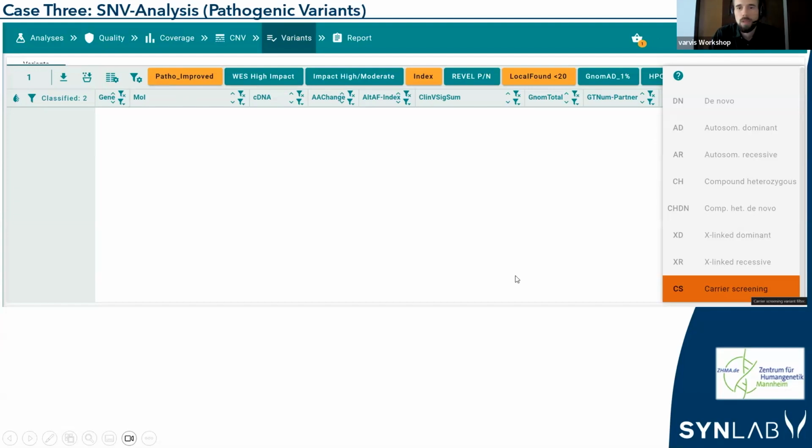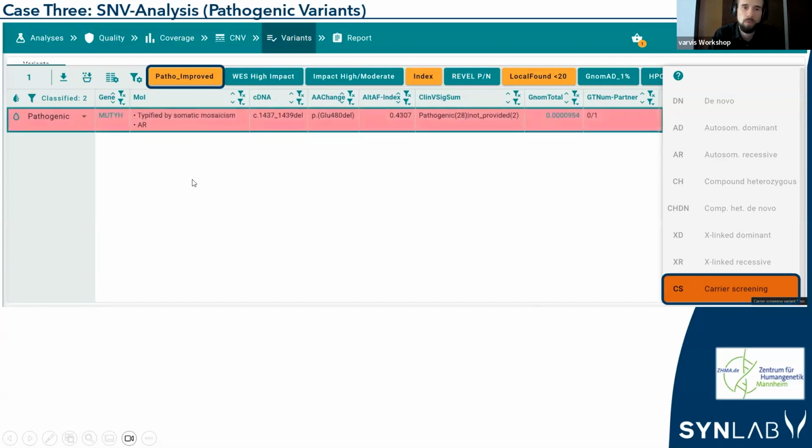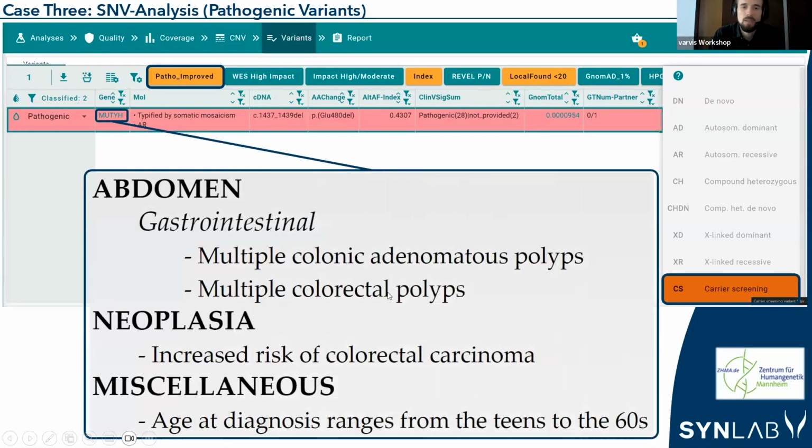So, of course, we start our case again looking for pathogenic variants, and this is again done by our customized filter button, and the inheritance filter here called the carrier screening. And what we found was a variant in the MUTYH gene, and this gene is associated with colorectal cancer, and its onset is already in the teens. So therefore, it's part of this carrier screening.